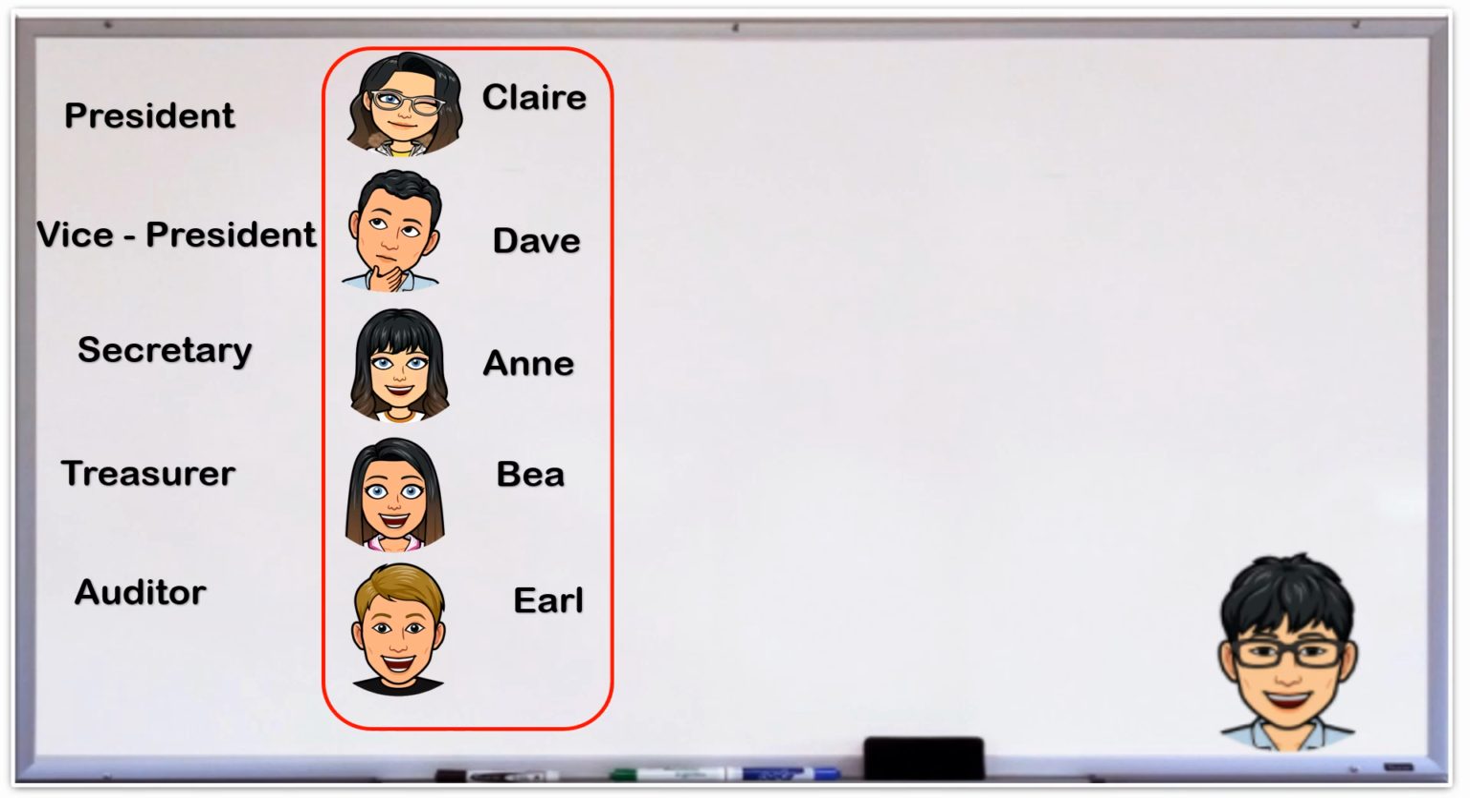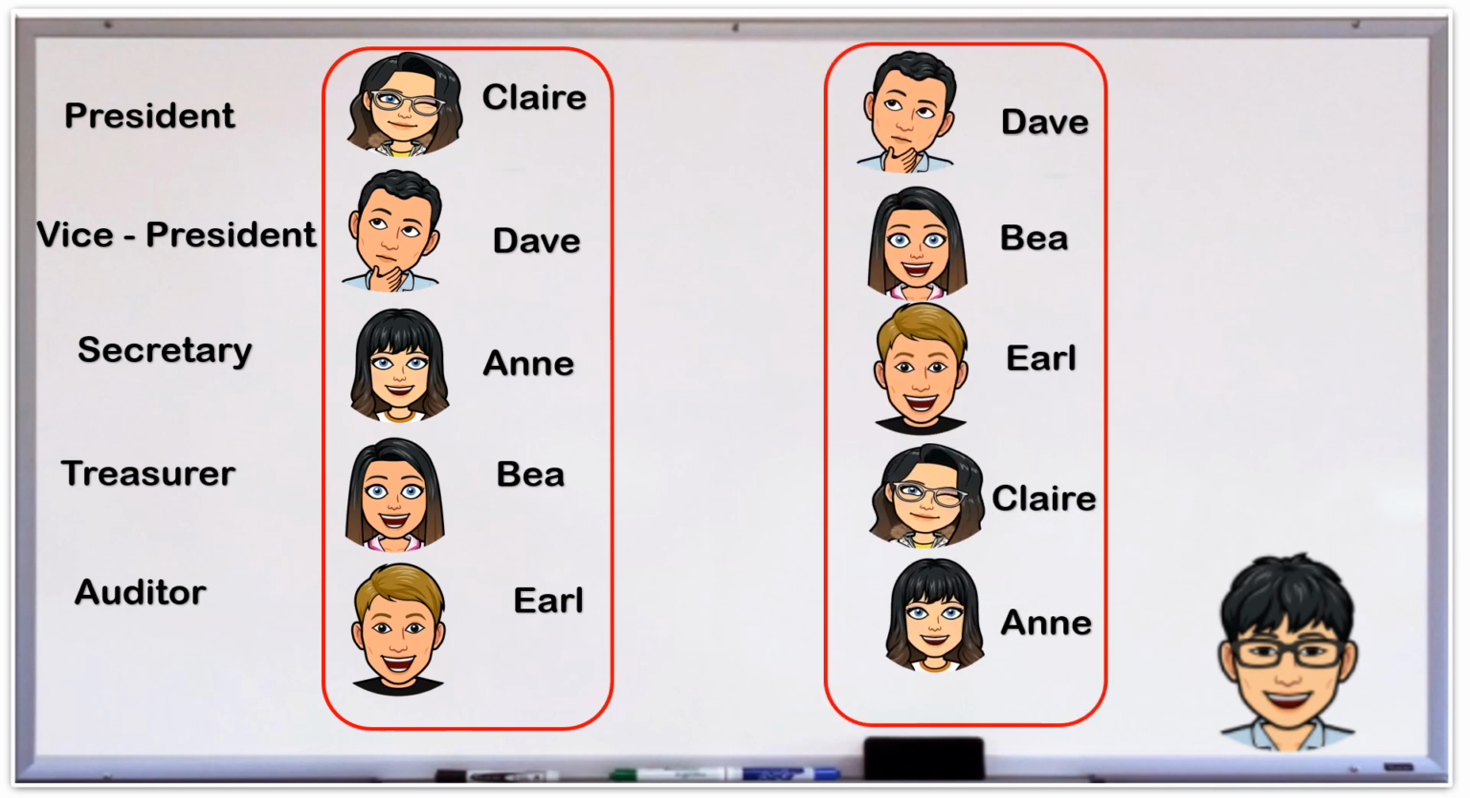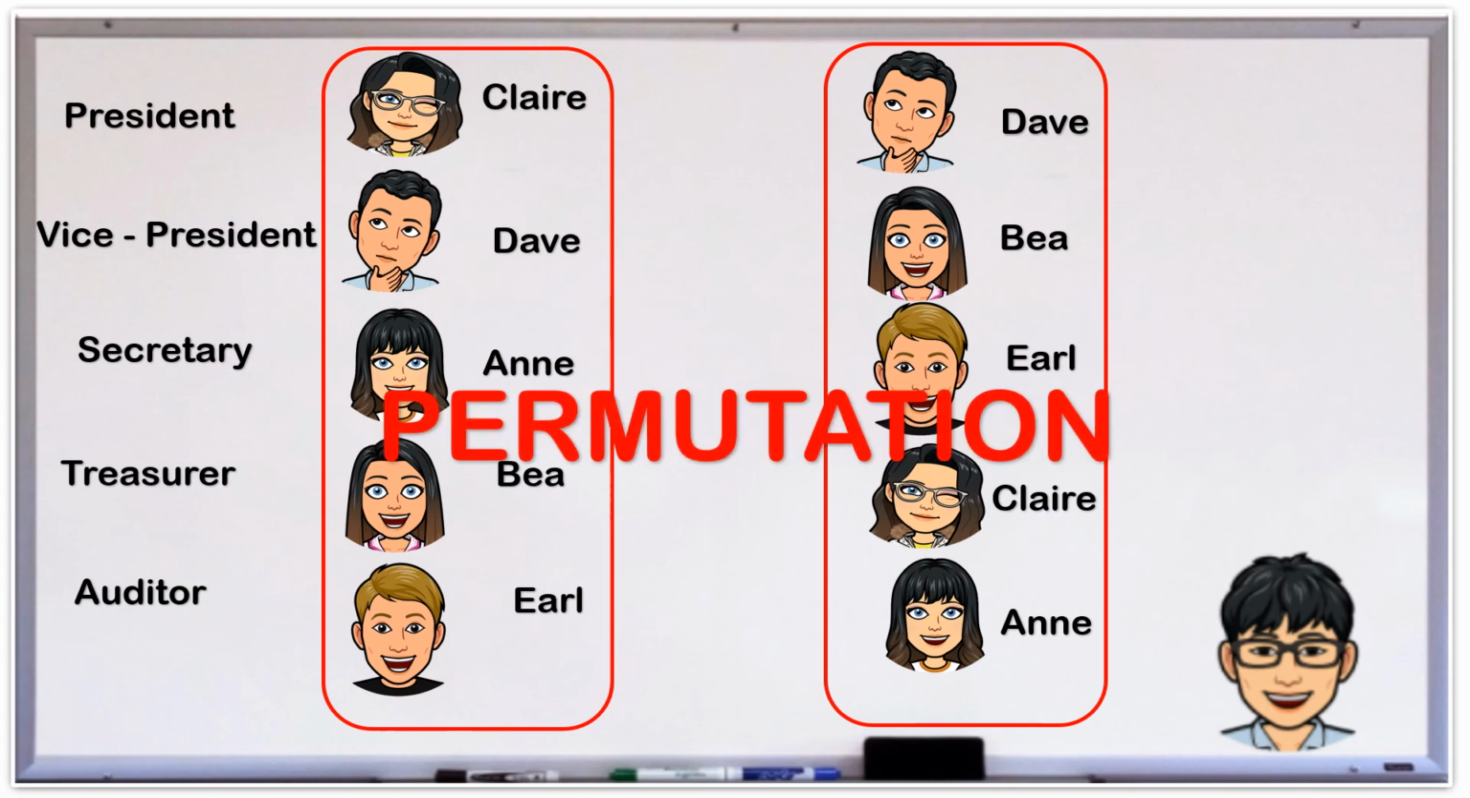Itong set of officers ay masasabi nating iba kapag naging ganito ang magiging appointment ni advisor. Si Dave as the president, Bea as the vice president, Earl as the secretary, Claire as the treasurer, and Ann as the auditor. Masasabing magkaiba ang set of selection na ito dahil magkaibang bata ang nag-occupy ng isang specific position. At dahil naging mahalaga ang order of selection dito, ito ay isang halimbawa ng permutation.